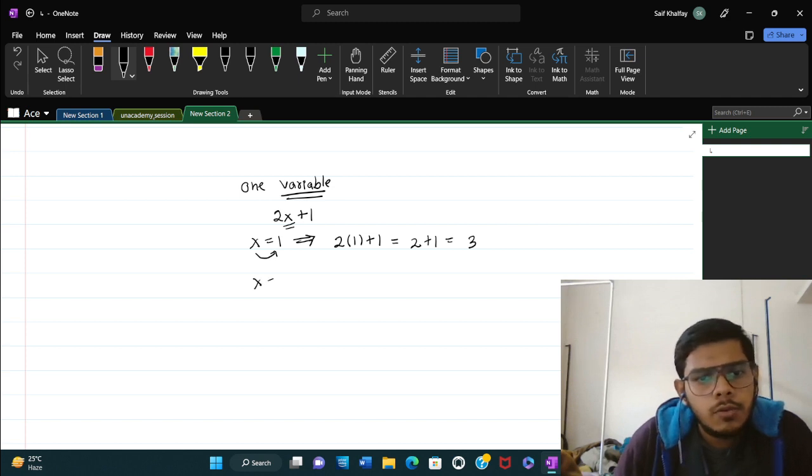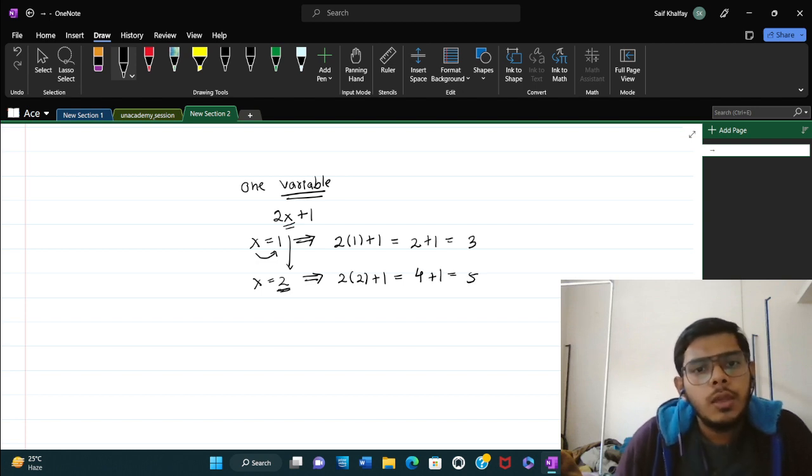Now just put x is equal to 2 in that same equation. So it will be 2 times 2 plus 1. 2 times 2 is nothing but 4, and adding 1 we get 5. So putting different values of x, we get different values of 2x plus 1.